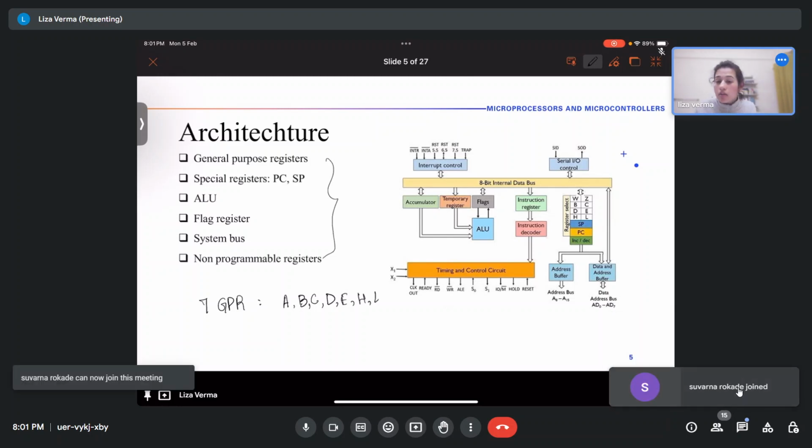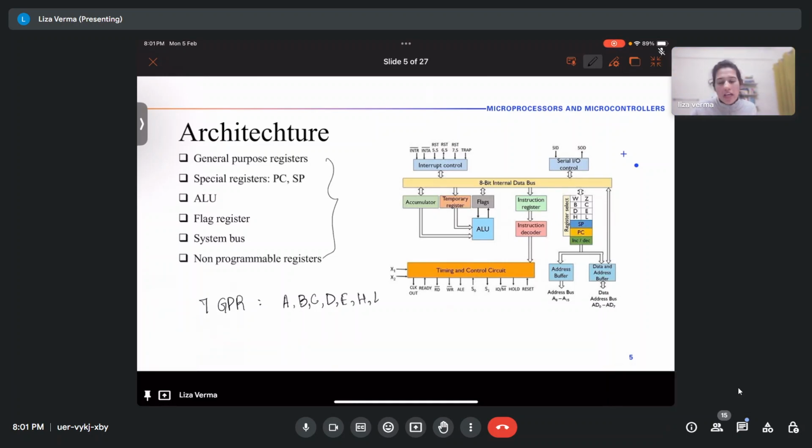Ma'am, is A a general purpose register? Sir said only six general purpose registers: B, C, D, E, H, and L. Otherwise, A is also considered a general purpose register, but for the time being, let's say A is considered special purpose, as I told. Okay, so these are the seven general purpose registers.